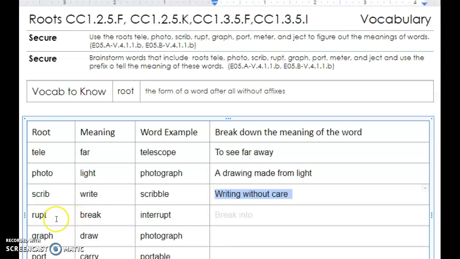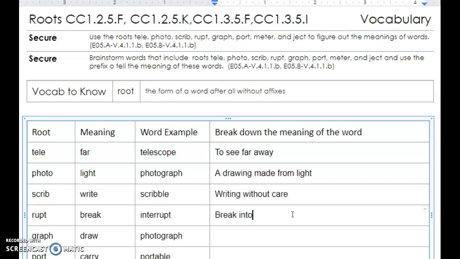And then the last one we're looking at today is rupt. And rupt means break. So interrupt, being a word, means to break into. So enter, meaning that it's inside of, and rupt, breaking, so you're breaking into. Maybe you're interrupting someone's conversation, you're breaking into their conversation or their train of thought.